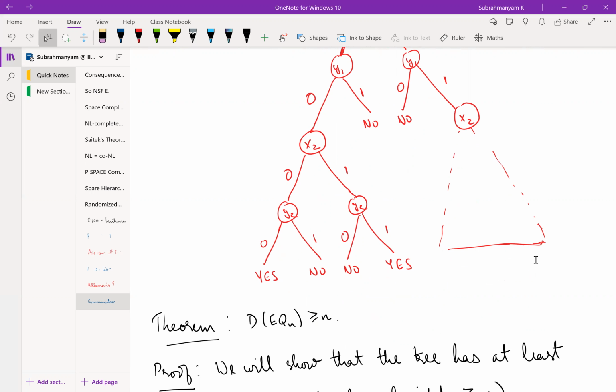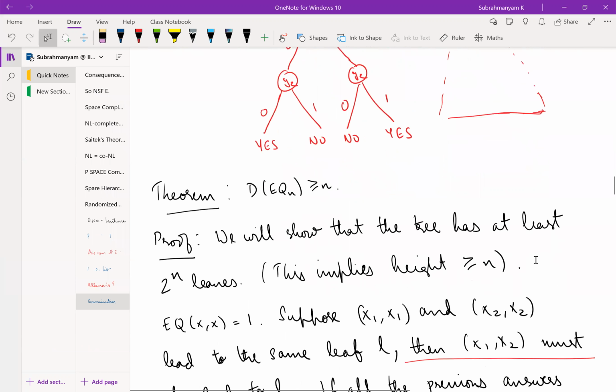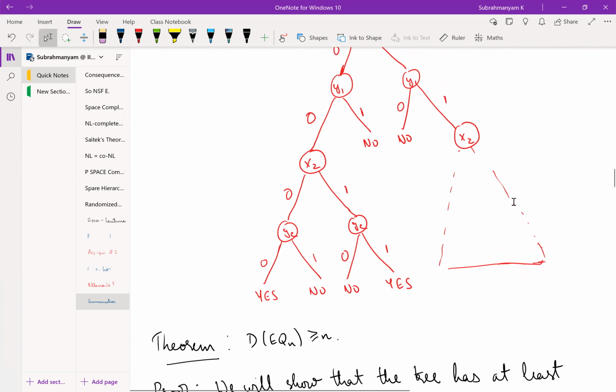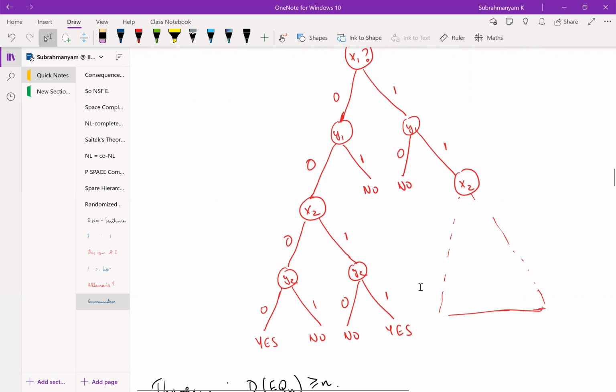It should have at least n height for it to have 2^n leaves. Right? So we will show that the tree has at least 2^n leaves. Okay. So here, one thing to note is that in this protocol tree, we were computing equality over two-bit-long inputs. So you see that when x is 0, 0, right?